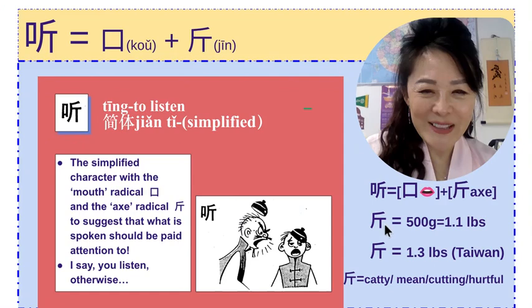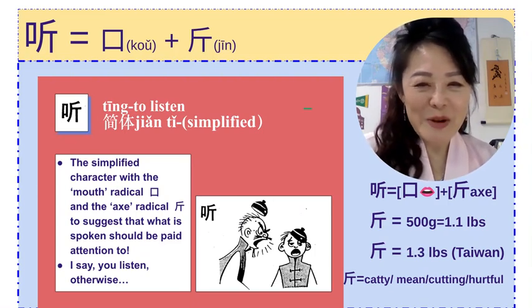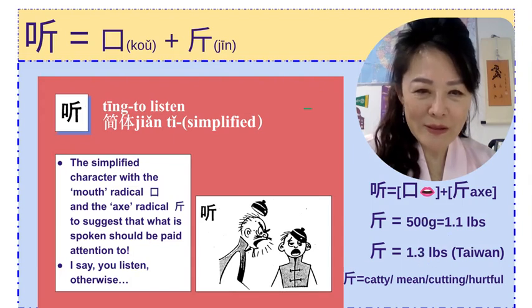Jin also has other meanings. Jin means a pound. Not a pound, but 500 grams. It's a little over 1 pound. The other jin, in Taiwan, it's 1.3 pounds. I don't know why jin is a different measurement in Taiwan and China. In China, it's about 1.1 pounds, but in Taiwan, it's 1.3 pounds.